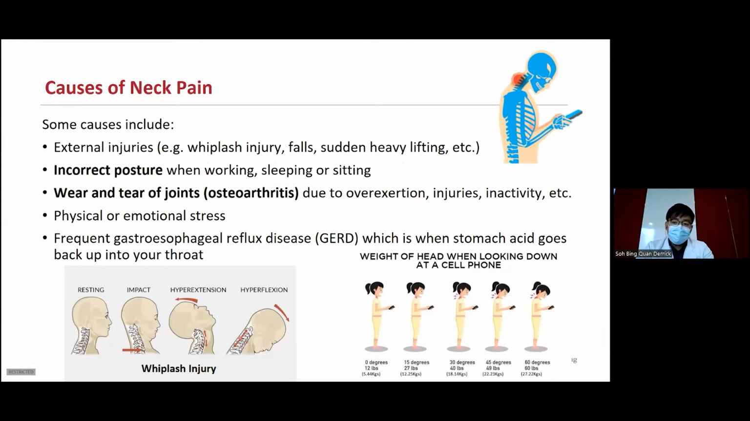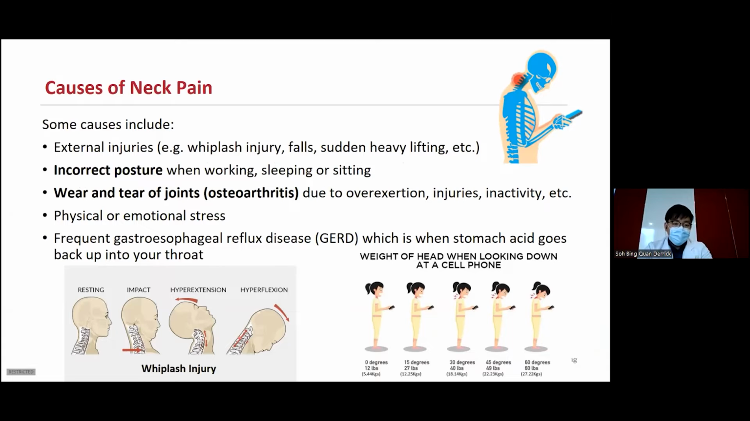And of course, you fall down and hit your head, or sometimes something hits your neck. Or sudden heavy lifting, where suddenly you need to lift something up with your head. All of these are external injuries. This kind is more acute. The source is very clear, you have an injury, and the pain comes immediately. So next one, incorrect posture.